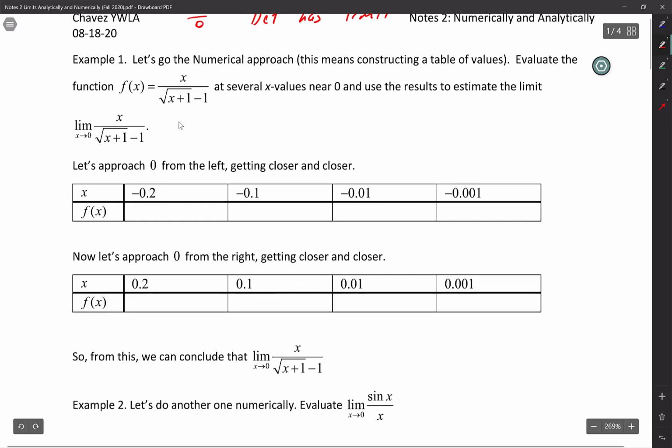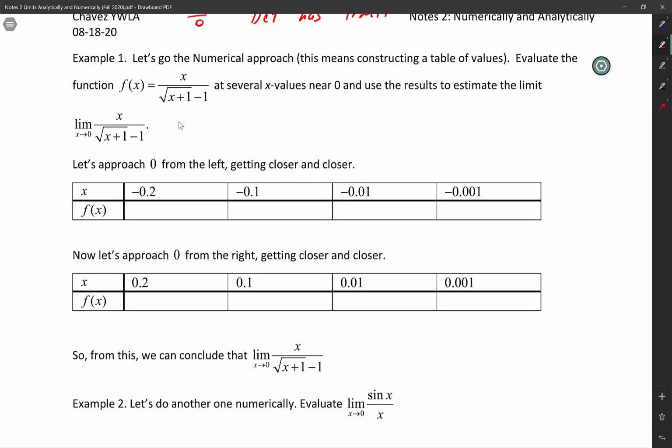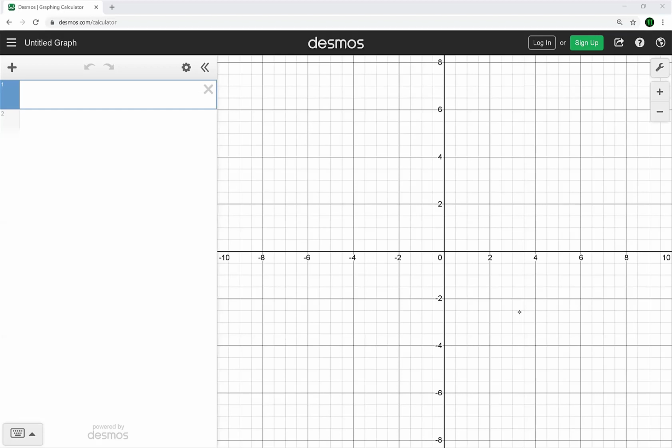All right, so let's see. How are we going to do it? Chavez, how are we going to do this? I don't have a calculator. Well, there's something called Desmos. So let me see if I can go to Desmos. Where are you, Desmos? Oh, okay. You guys are going to have to help me out. So someone unmute yourself and tell me what the equation was.